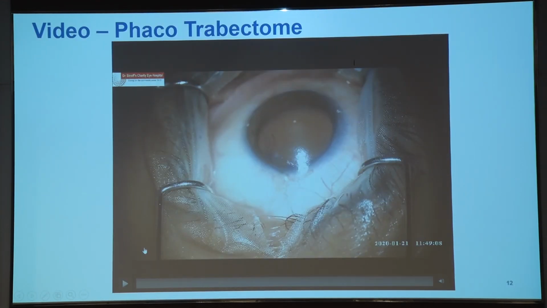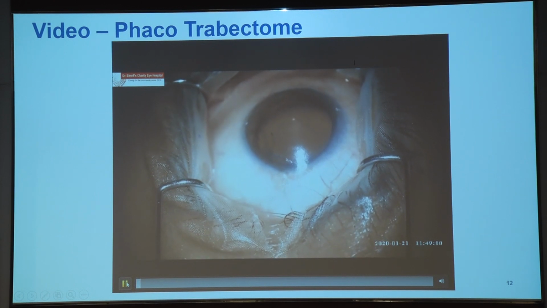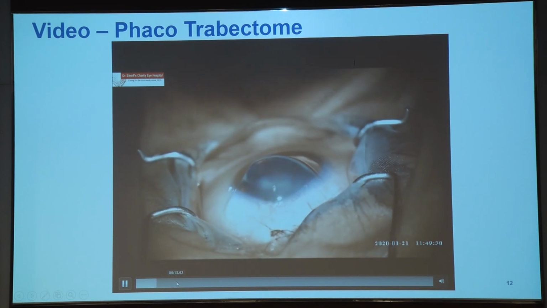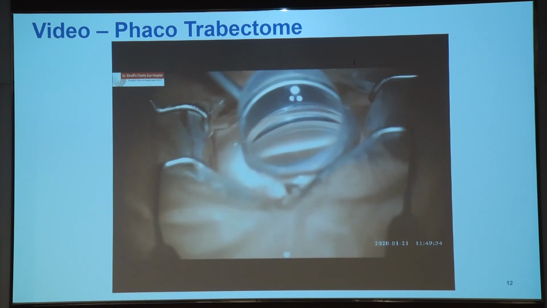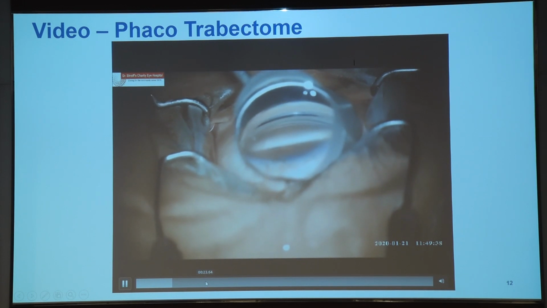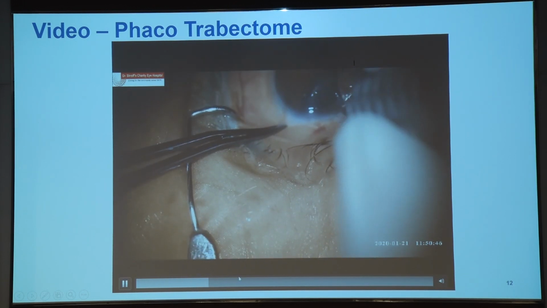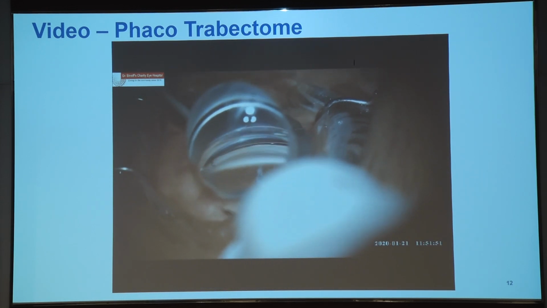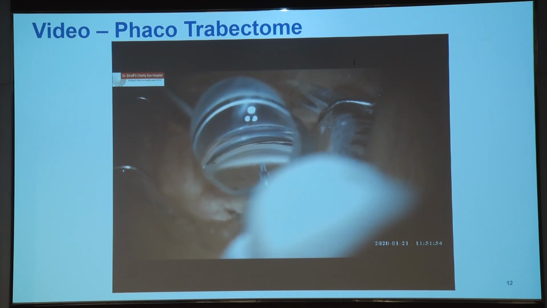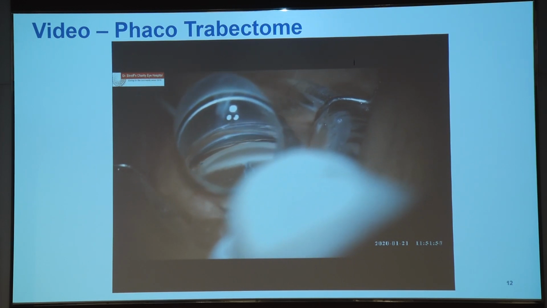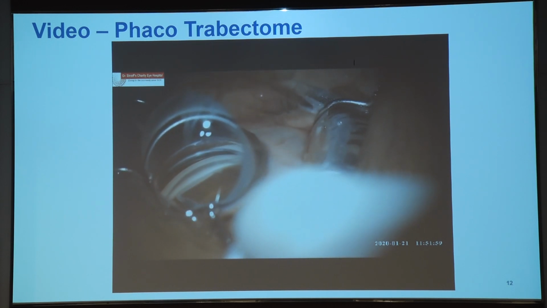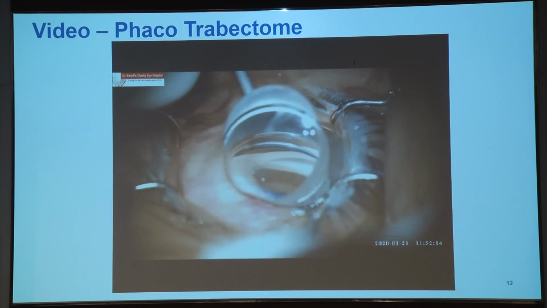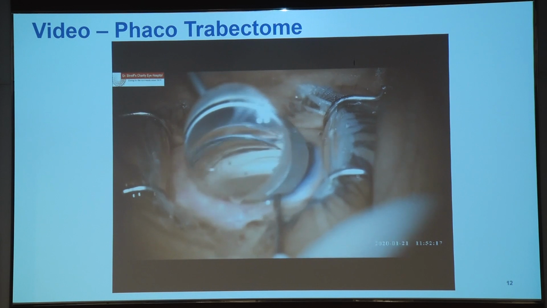As with other MIGS procedures, it is always good to combine the procedure with phaco, and the procedure is performed before phacoemulsification. Identification of the angle is done, and then the incision is made, and with the probe you visualize the trabecular meshwork, engage it, rotate it and ablate the TM and inner wall of Schlemm's canal in one direction, and then reverse the tip and do it in the other direction.